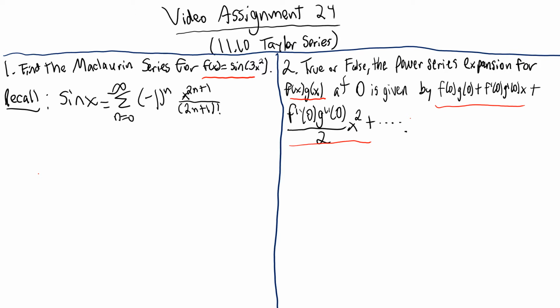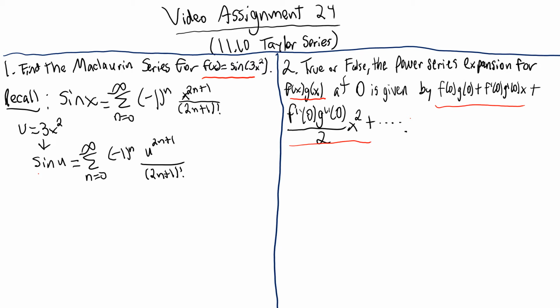So now that we basically have a basis for this Maclaurin series, we can substitute u for 3x squared, so we can get sine of u equaling the sum of n equals 0 to infinity of -1 to the n times u to the 2n plus 1 over 2n plus 1 factorial.